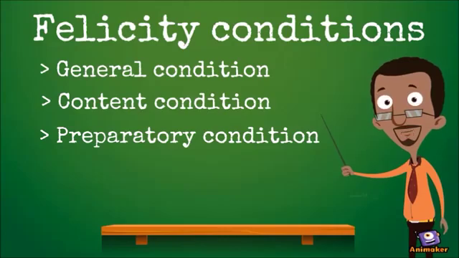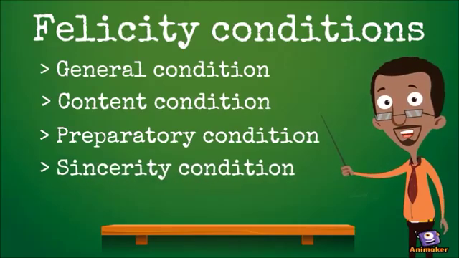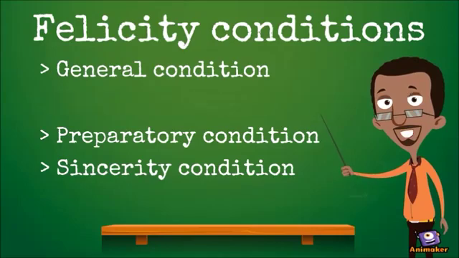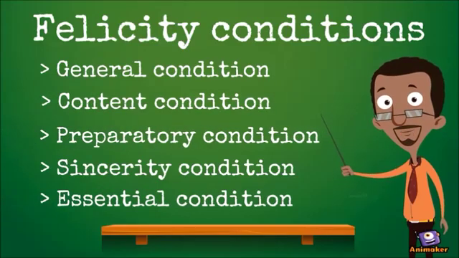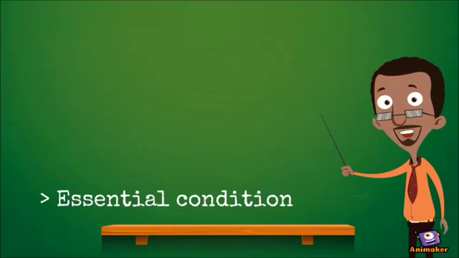Sincerity condition. For a promise, the speaker intends to carry out the future action. For a warning, the speaker believes that the future event won't have a beneficial effect. Essential condition. The fact that by the act of uttering a promise, I thereby intend to create an obligation to carry out the action as promised. The status of non-obligation becomes a status of obligation.